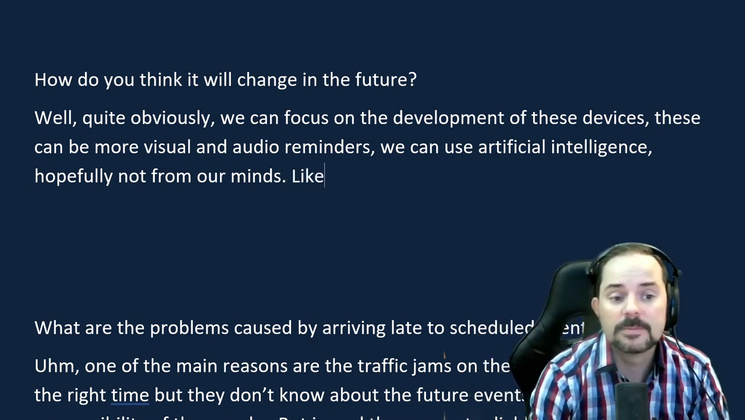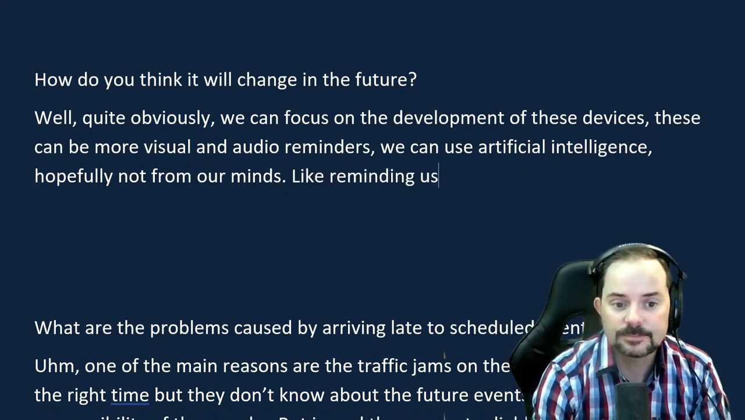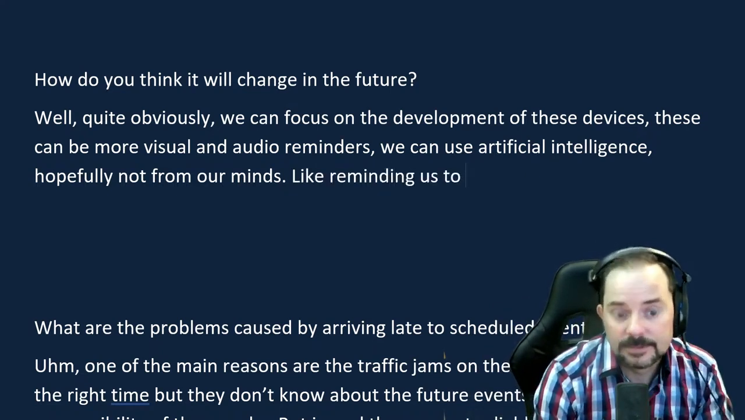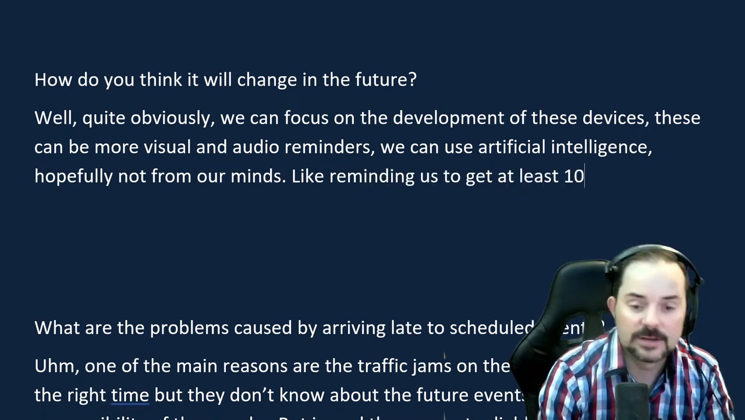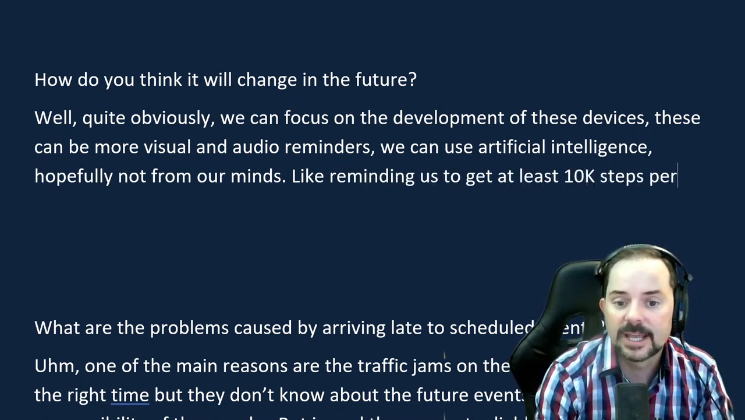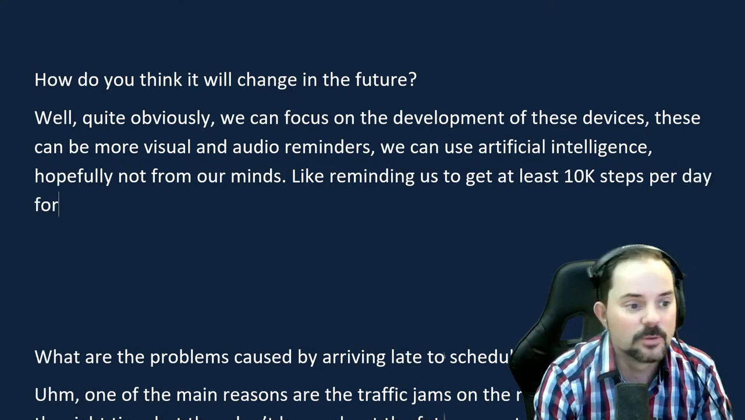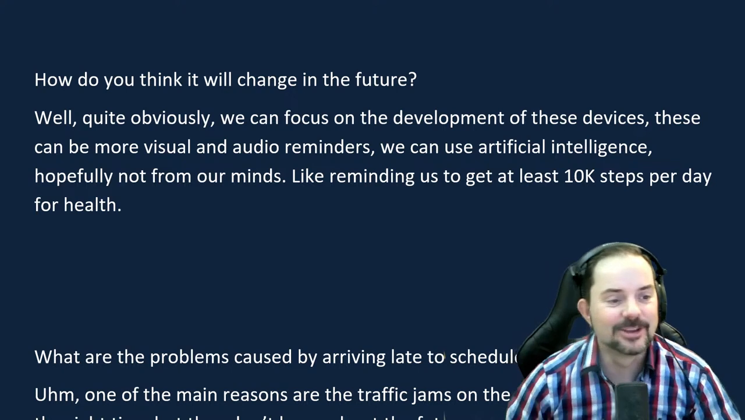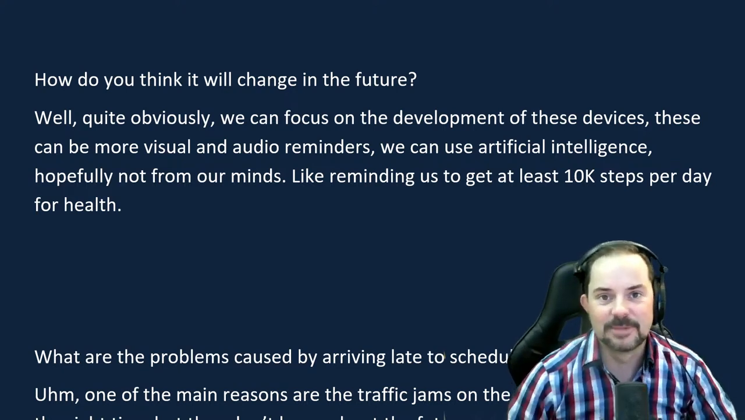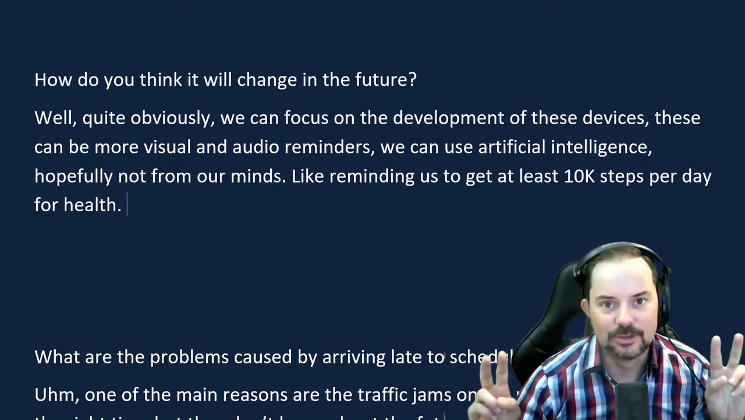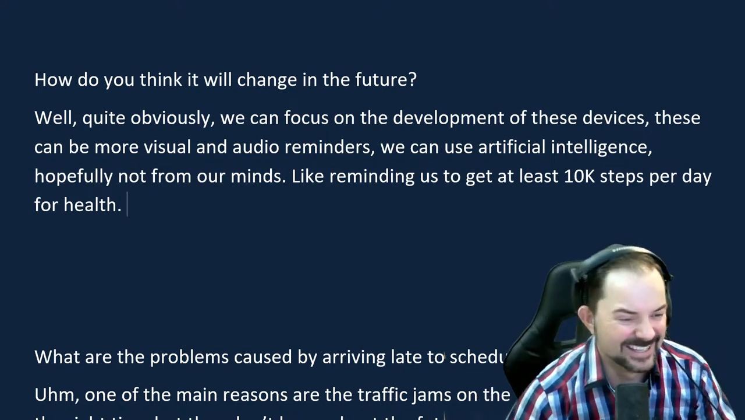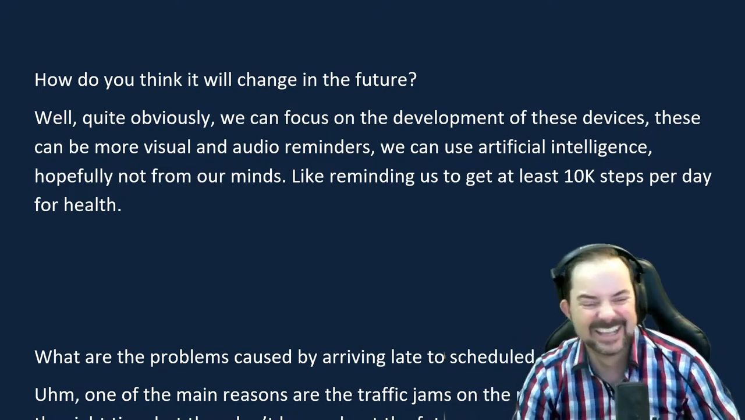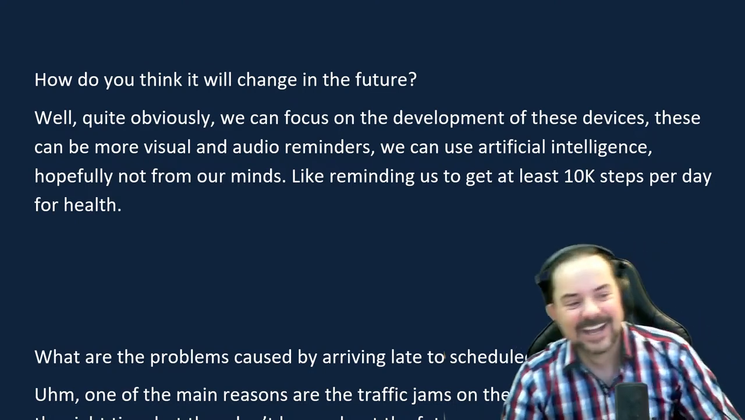So like reminding us to get at least 10,000 steps per day for health. I know my watch does that, right? Do you have an Apple Watch? Yeah, Apple Watch, yes. In your watch, in a very diplomatic way, it says something like exercise recommended. Right? Yes, it's already appeared, I think, but not so widely available.